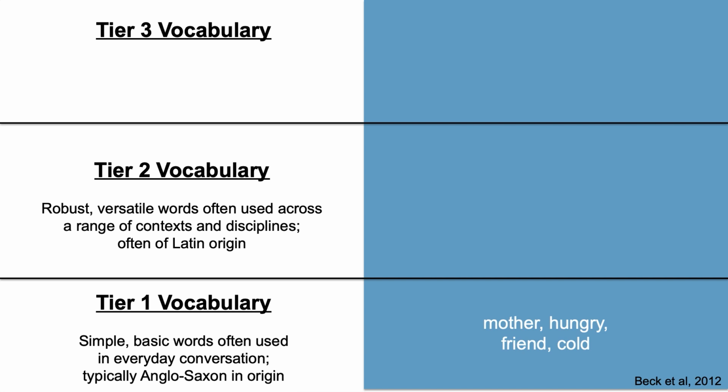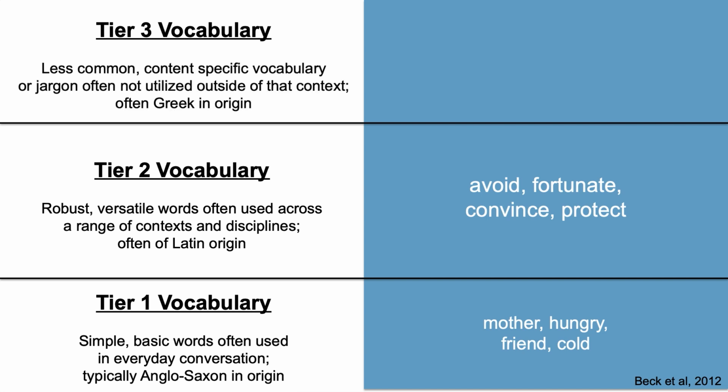Tier 2 words are versatile words that can be used across a range of contexts and disciplines. These are high-frequency academic words that are necessary to understanding. This tier is our goal for instruction. Tier 3 words are less common content-specific words that are often isolated to their specific context. Think about science and math terminology and occupation-specific words. We do want to provide exposure to these valuable types of words. We'll provide explicit instruction on these as the need arises.